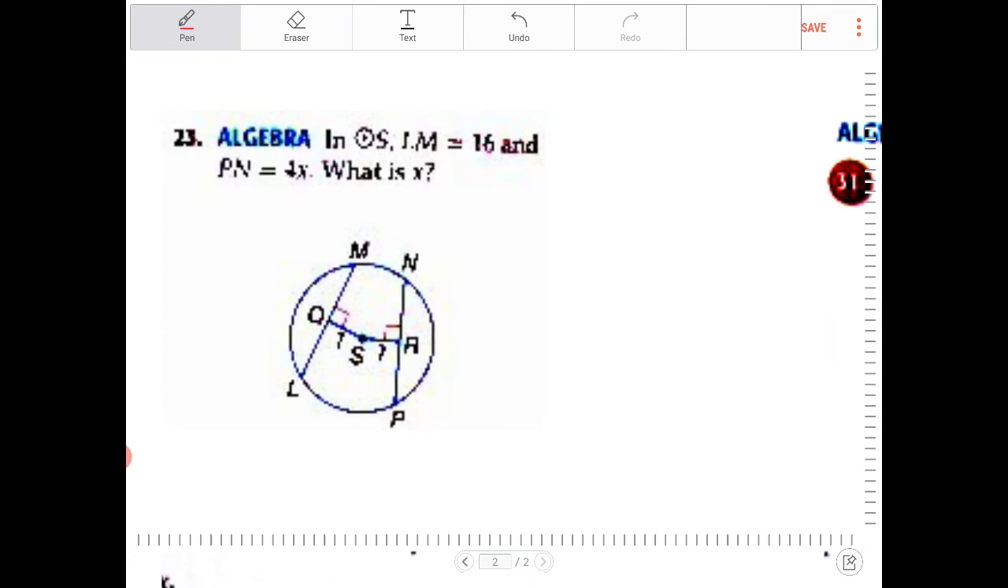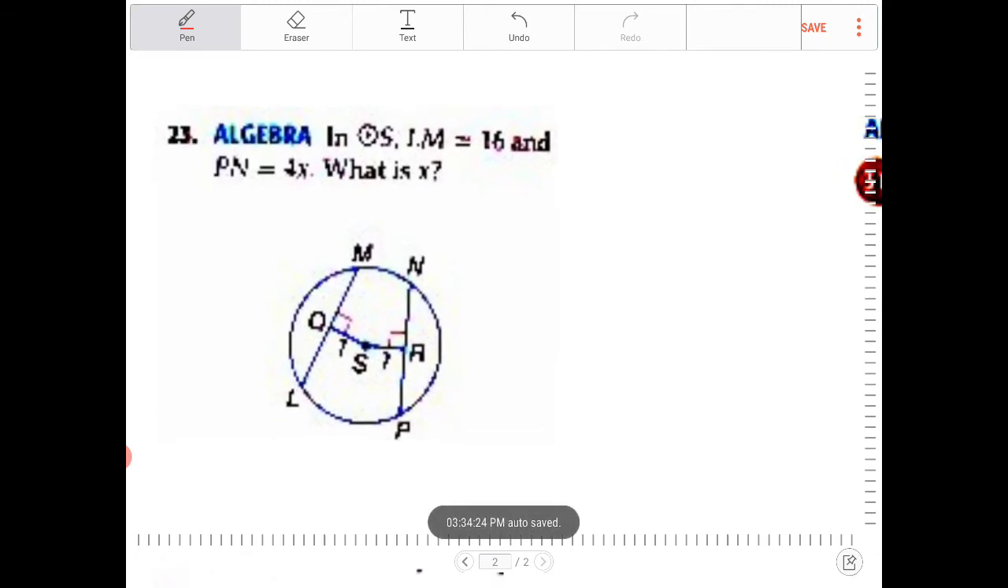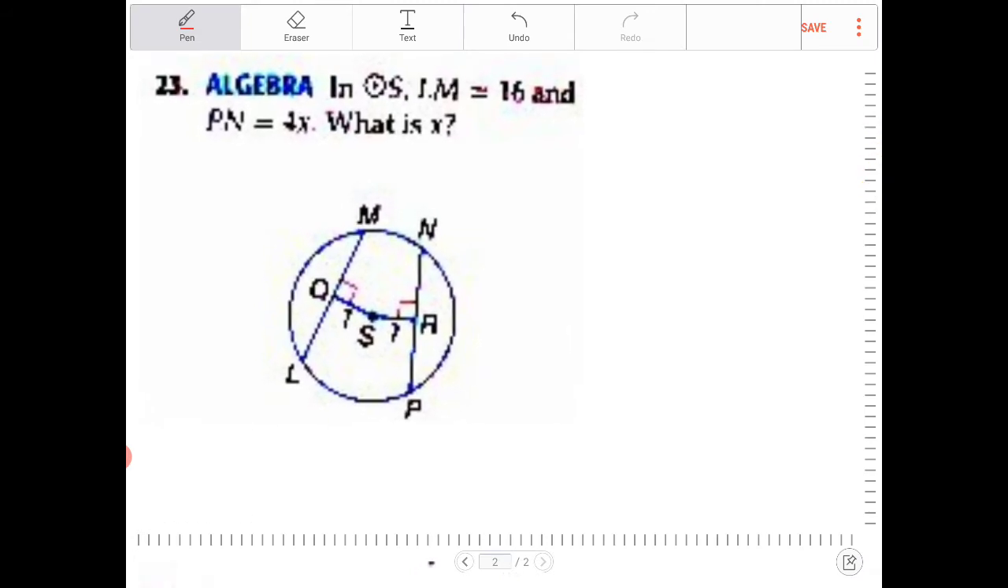Circle S is presented. I have LM is equal to 16 and PN is equal to 4x. What is the value of x? Notice that LM and PN are equal in distance. Therefore, the two chords must be congruent. We can then say 4x is equal to 16. Divide by 4, x must equal 4.